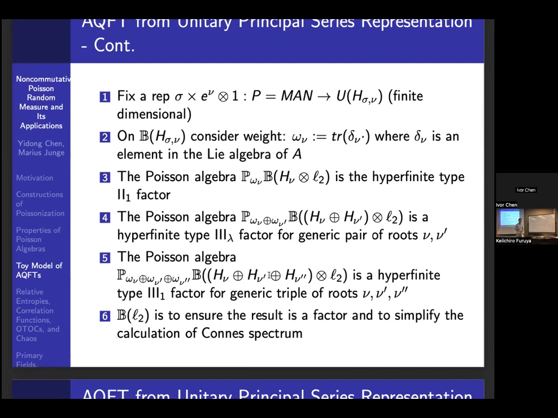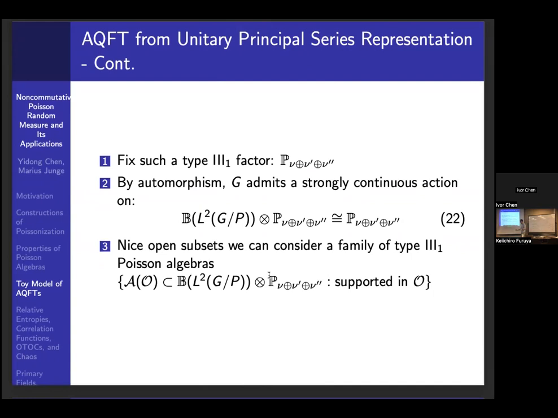Now let's fix my Poisson algebra. That procedure I just talked about, I somehow rolled back the parabolic induction. Now I do it another way. I do a parabolic induction on my Poisson algebra. I can consider something like this. P is a parabolic subgroup. That's how you get your unitary representation. Now I look at B of L2 of this quotient space. You need to use half densities, but let's not talk about this. A tensor product. This is type III-1. I'm looking at B of L2. It's a factor, by the way.